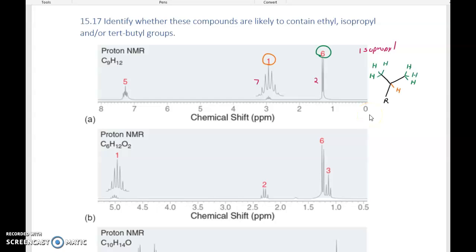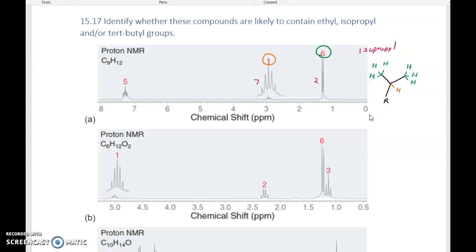So your isopropyl group is going to look like this. Your 6 green protons are being split by the 1 orange proton, and your 1 orange proton is being split into 7 peaks by the 6 green protons. So let's look at the next one.